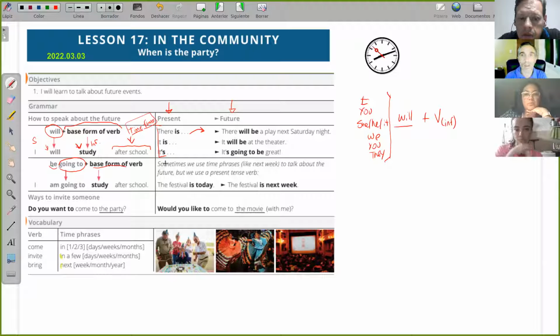There will be a play next Saturday night. It will be at the theater. It's going to be great. Okay. So here we have this expression that in Spanish we say hay. There is or there are. But this here is just the conjugation in the present tense for the verb to be. This is the infinitive form of the verb. When we change it to the future tense, we have to use it in the infinitive form.